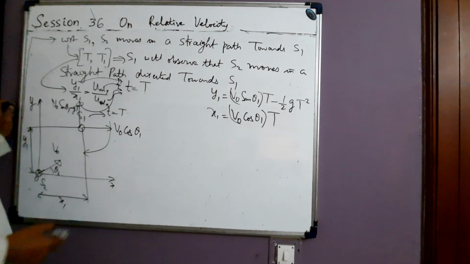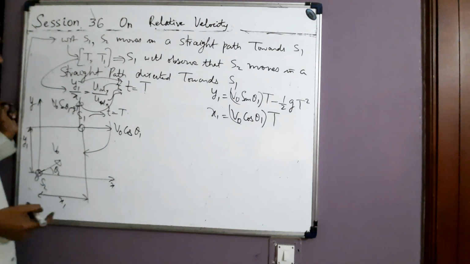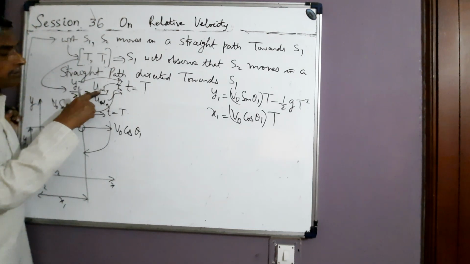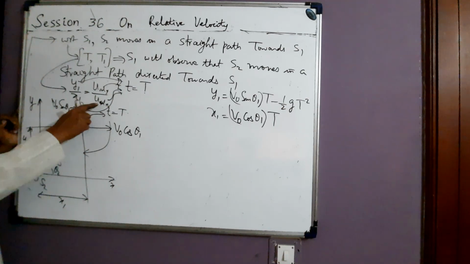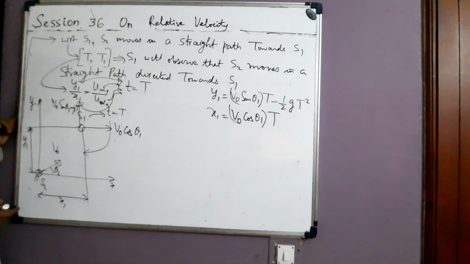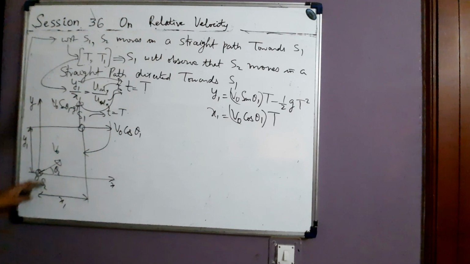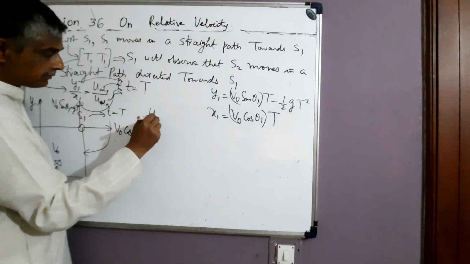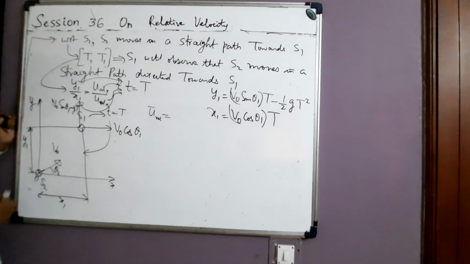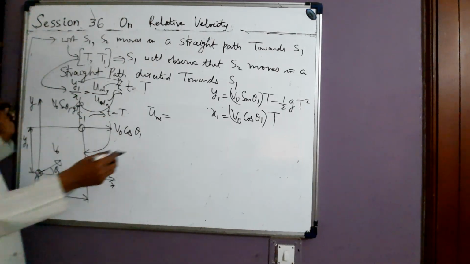But we have to determine u relative y and u relative x. So u relative y is the y component of the relative velocity of S2 with respect to S1 at t equal to capital T, and this is the x component. For that we are now observing S2 from S1. So we determine u relative, that is the relative velocity of S2 with respect to S1 at t equal to capital T.